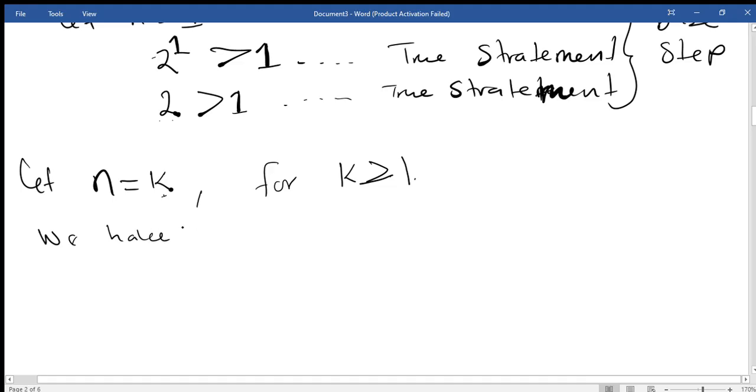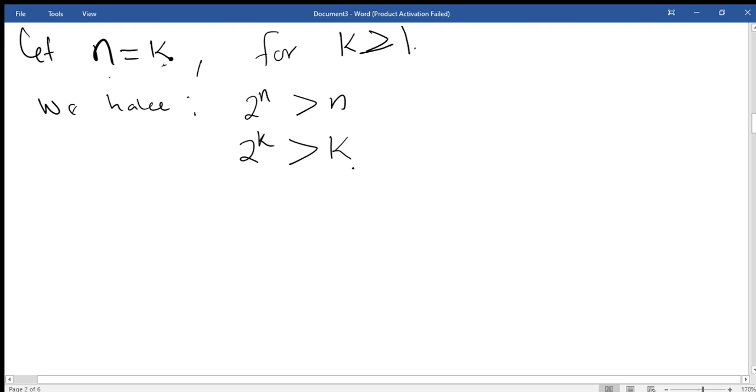Remember it was 2 power n greater than n. Since we've let n be equal to k, we are going to have 2 power k is greater than k. So the inductive step says we assume this to be true. We assume this to be true, so we can let this be our first equation.